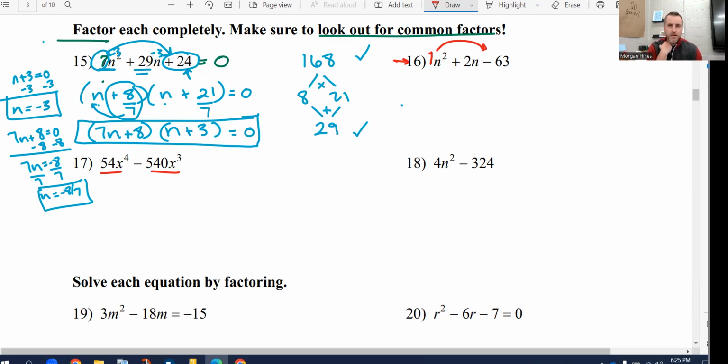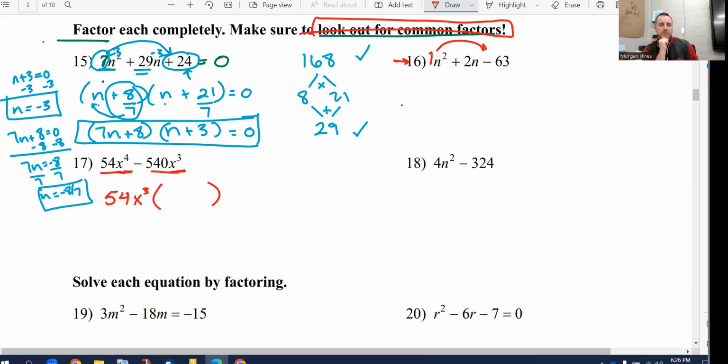Yeah, kind of. But just like always, we're looking for greatest common factors first. Remember, look out for greatest common factors. What are the common factors between 54 and 540? I bet 54. What are the common factors between x to the fourth and x to the third? There's 3 x's up in both of those. So those are things that we can pull out to the front and then say, we're multiplying both of our other terms by 54x to the third.